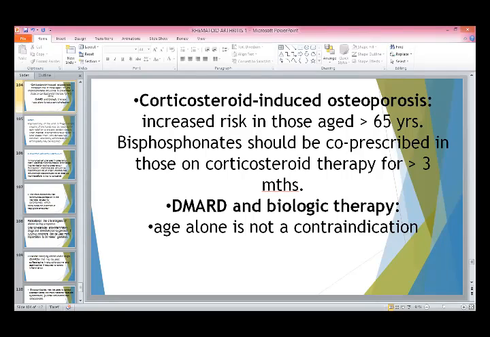Then corticosteroid-induced osteoporosis is a greater risk above the age of 65. Bisphosphonates should be co-prescribed in those on corticosteroids. If you prescribe steroids to a patient above the age of 65, that can cause osteoporosis. To prevent the development of osteoporosis, we add bisphosphonates.